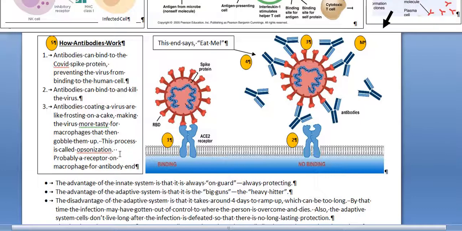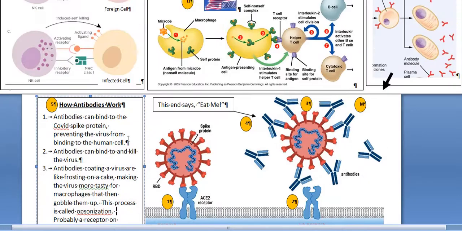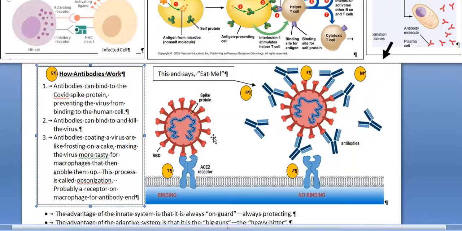You don't need to remember that. You're probably not going to remember that. That's a fancy term for this process. And I don't know exactly how it works, but I'm willing to bet it has something like this. On these macrophages, they have receptors that bind to the tail end of these antibodies. So it's like, boom, they bind it, and they gobble them up. Kind of like this process here.